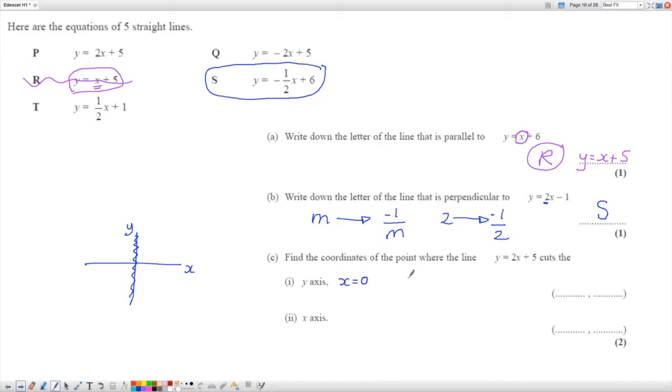So let's substitute in the value for x being 0. So we have y equals 2 times 0, nothing, plus 5, which is just 5. So our coordinates there are 0 and 5.